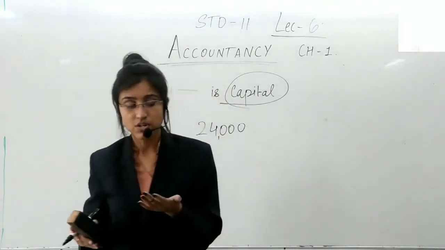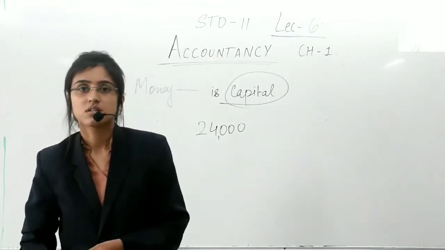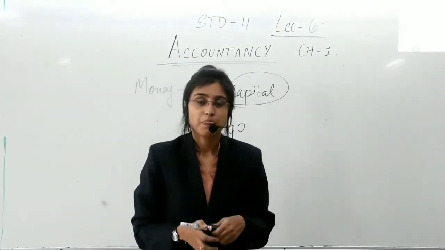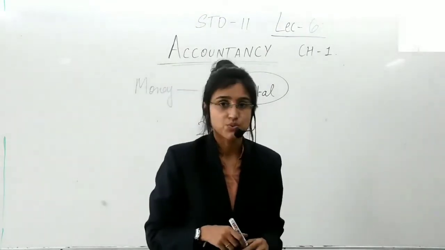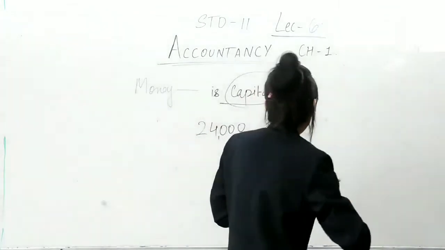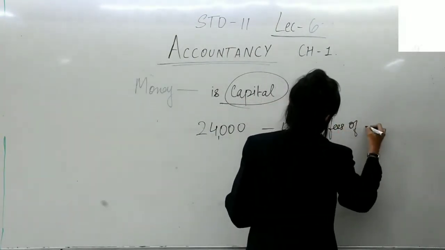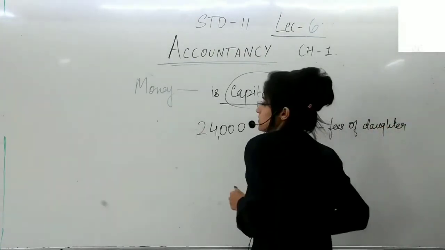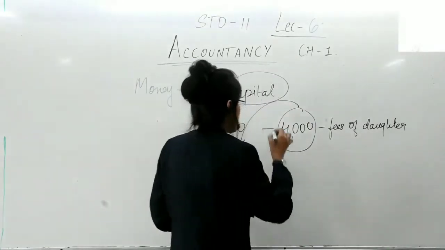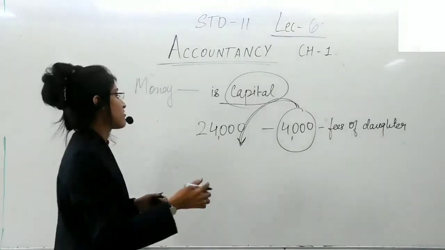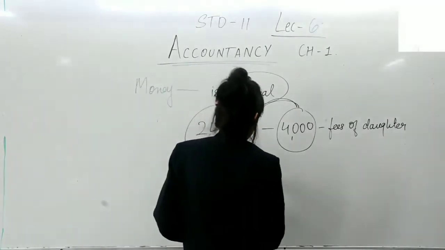Now comes the second related thing to capital, that is drawings. Any amount that is withdrawn or taken by the owner from business for his or her personal use is drawings. Say for example, you have taken rupees 4,000 from the business for the payment of fees of your daughter. It can be school fees, or tuition fees, anything. And this money you have taken from the business, from the capital that you have invested. You have brought 24,000. Anything the owner brings, you are the owner for now, that you have to consider. So this is the capital.